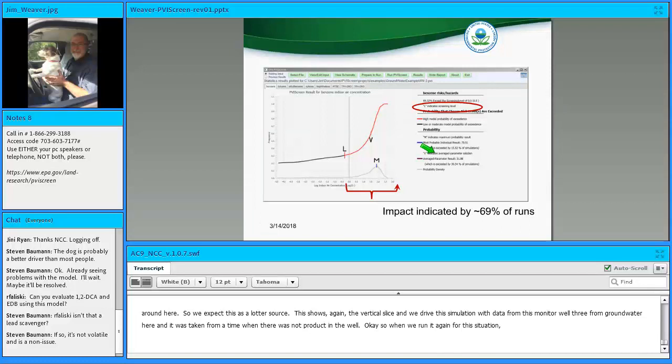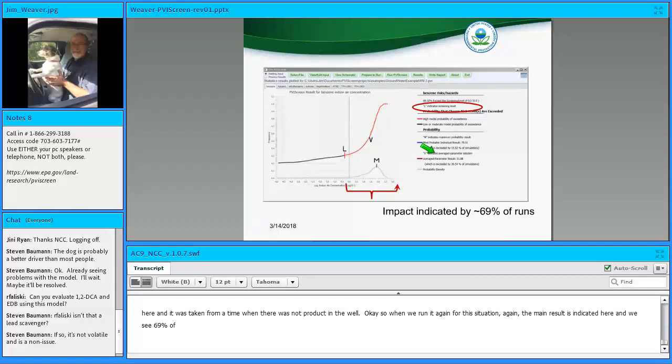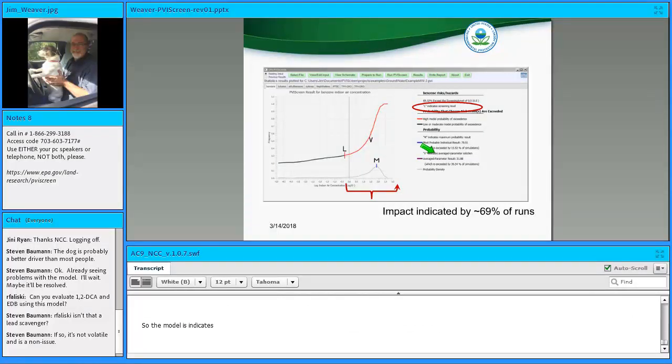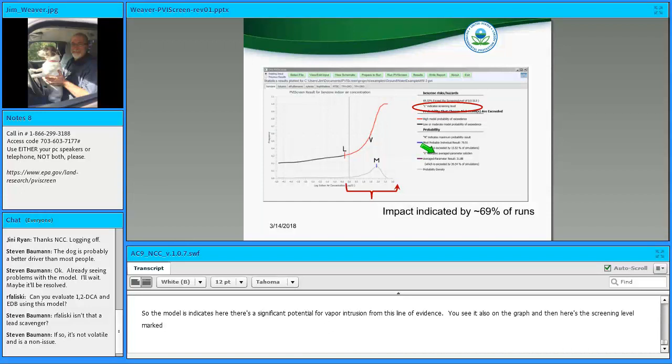And what we're seeing is about 69% of the runs exceeded the screening level for benzene. So the model is indicating there's a significant potential for vapor intrusion from this line of evidence. You see it also on the graph, where the screening level is marked with an L, and there are many results that are higher than the L. The results with higher concentration reach the point where there's 100% of the runs.